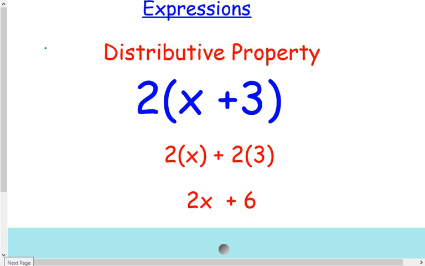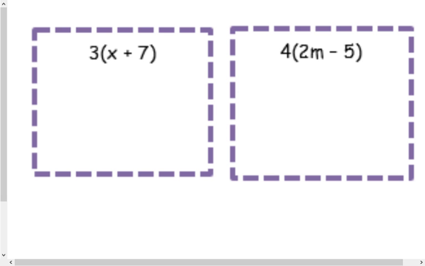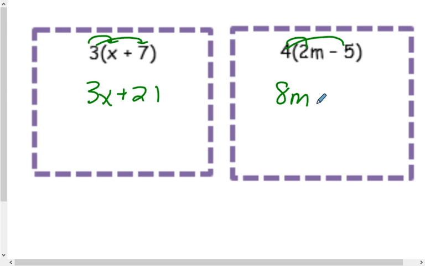So let's do some practice. All right, we have 3 times the quantity x plus 7. So 3 times x is 3x. 3 times a positive 7 is a positive 21. 4 times 2m is 8m. 4 times a negative 5 is negative 20.